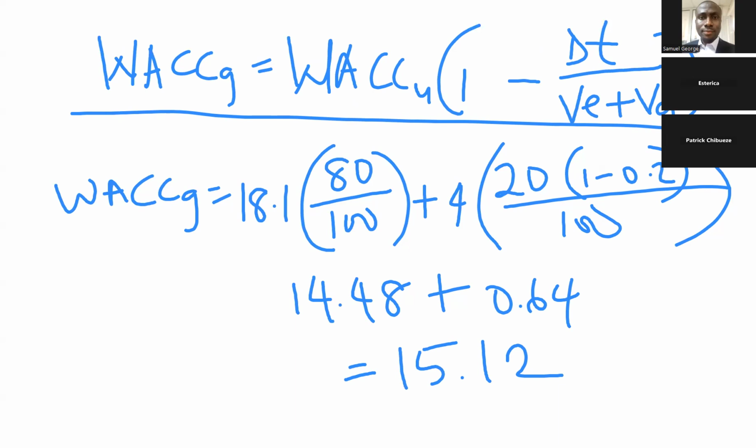Approximately, let me calculate this on my calculator. That is 0.8 times 18.1, divided by 100 times 4. So 0.64.